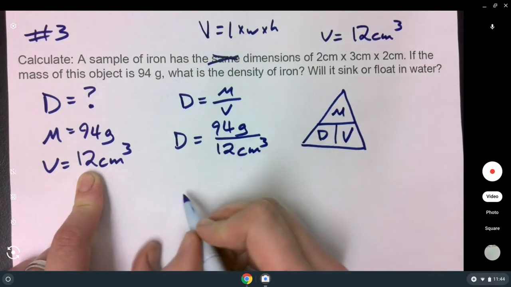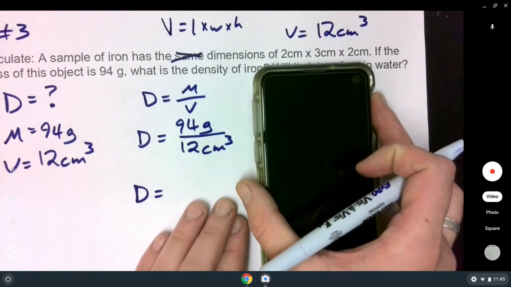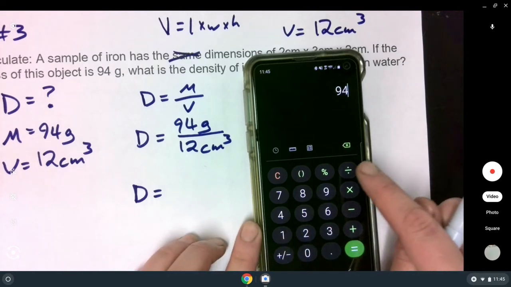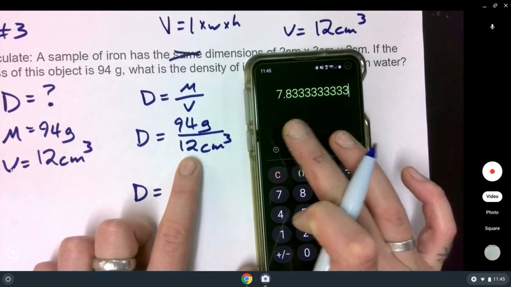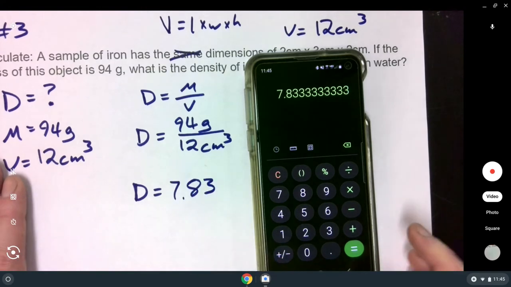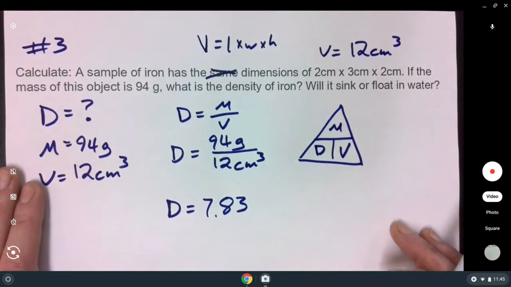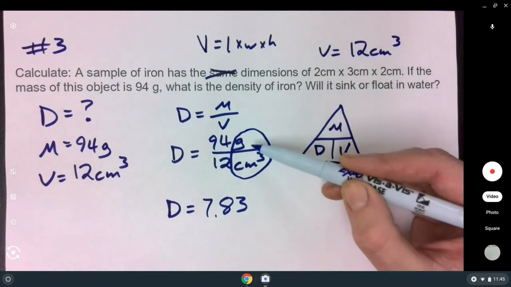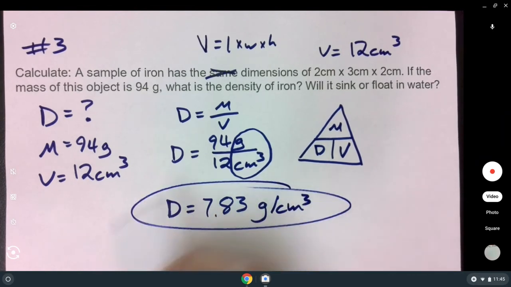Okay. 94 divided by 12 is, and we're just going to round that, we'll say 7.83. That'll do. 7.83. And what is our unit there? Looking at what units we used in the problem above, we had grams over centimeters cubed. So grams per centimeters cubed is our unit there.